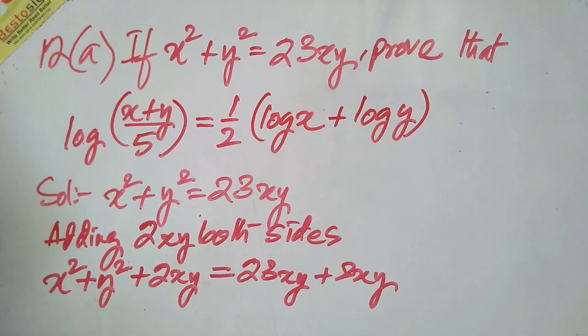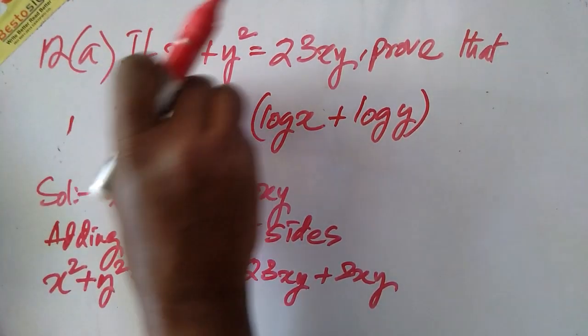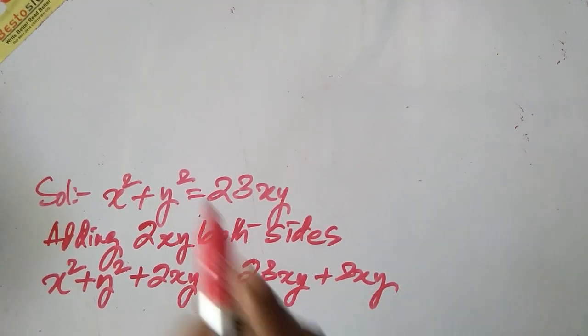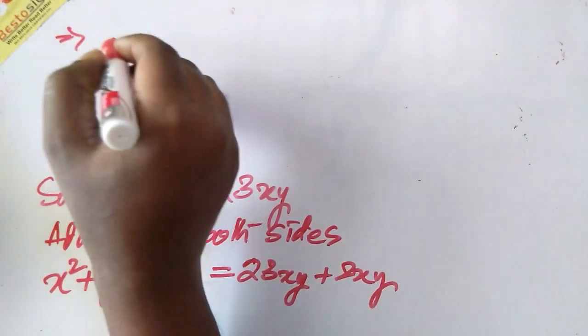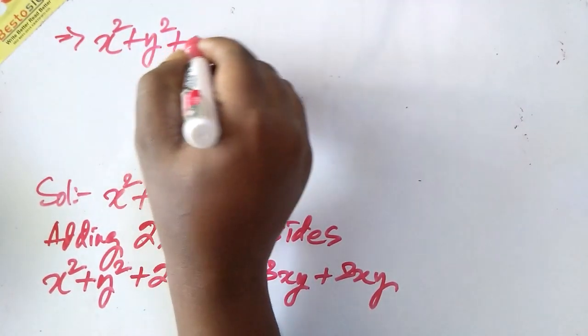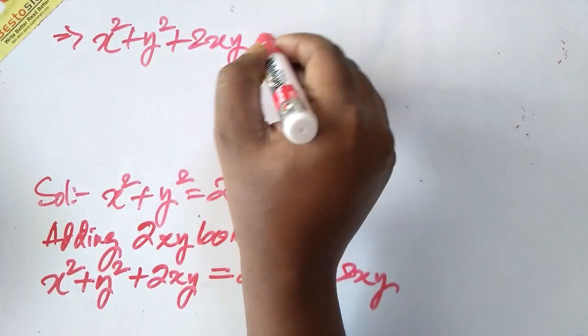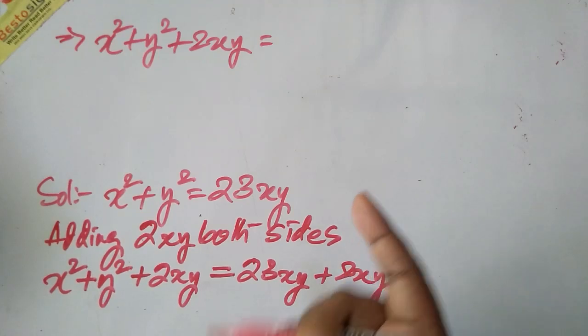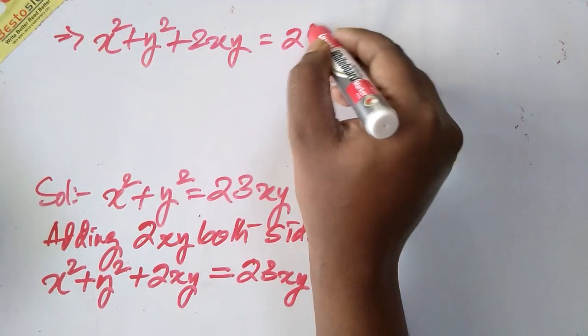Now I'm going to erase this so that we can continue solving it. Now you see here that we have added 2xy. We will rewrite it once again because 23xy plus 2xy, we can add this. So x square plus y square plus 2xy equals 23 plus 2 is 25, so we can write it as 25xy.